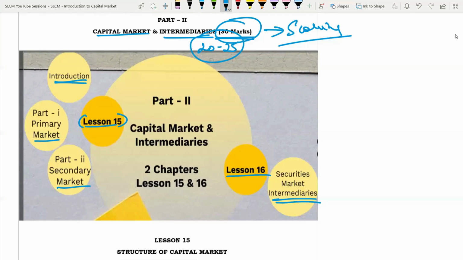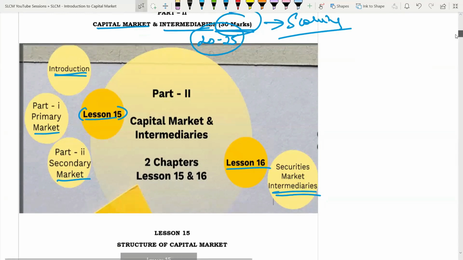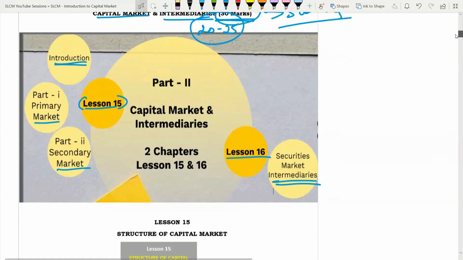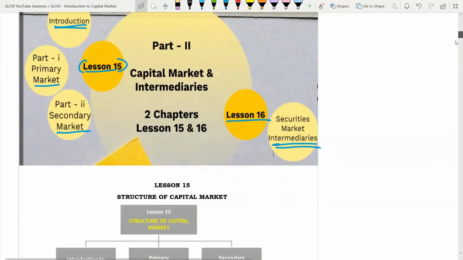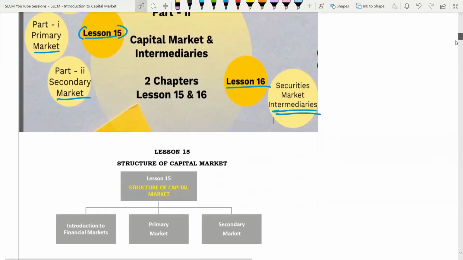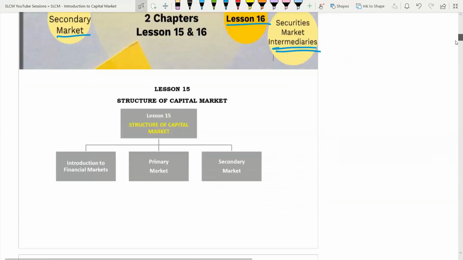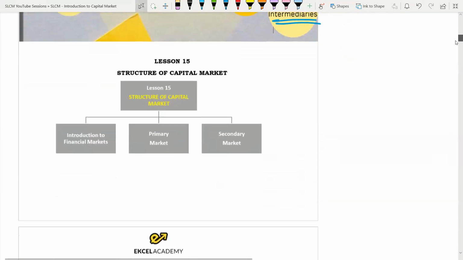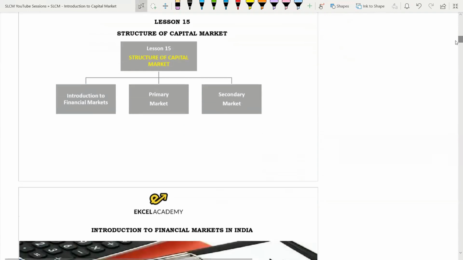But since our focus area today is capital market, introduction to capital markets, we are going to restrict ourselves to lesson number 15. Coming to the topic of discussion for today, that is lesson 15, the name of the chapter is structure of capital market. Okay, so this lesson number 15 is also further divided into 3 aspects. First one is the basic introduction to financial markets. Second one is primary market, and third one is secondary market.